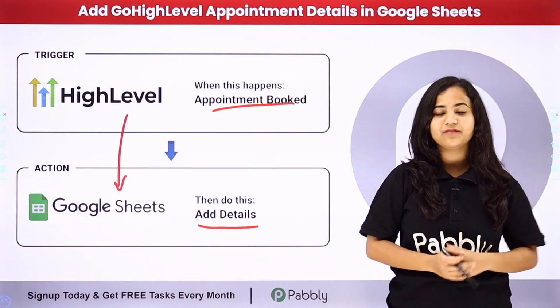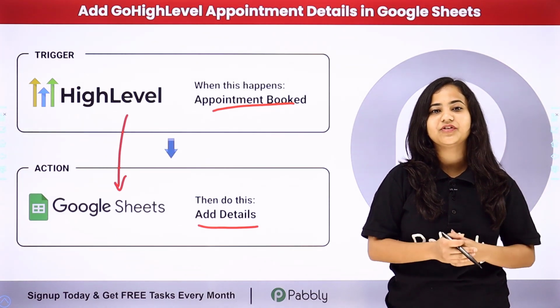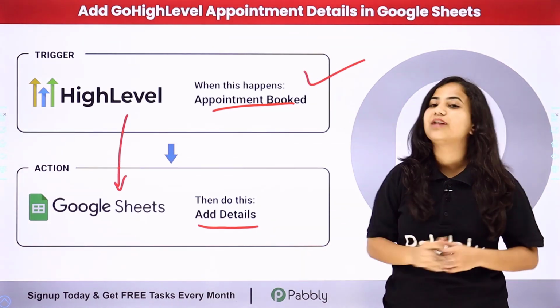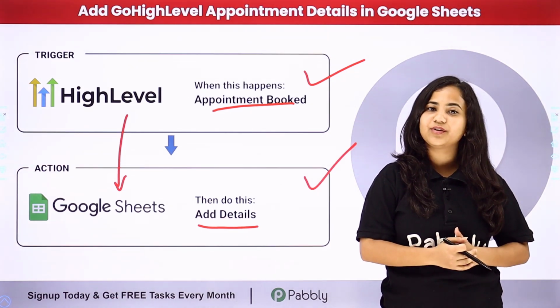Connect. Pabbly Connect works on two principles. First is trigger and second is action. Here my trigger application is GoHighLevel and my action application is Google Sheets. To learn how to do this, let me take you to my screen.